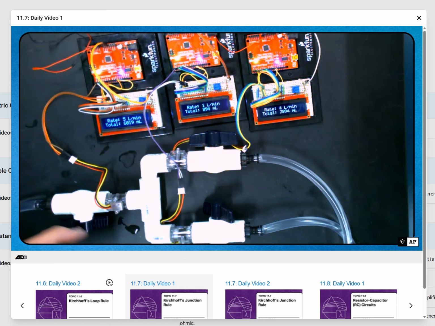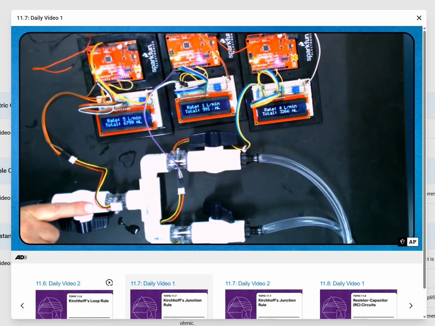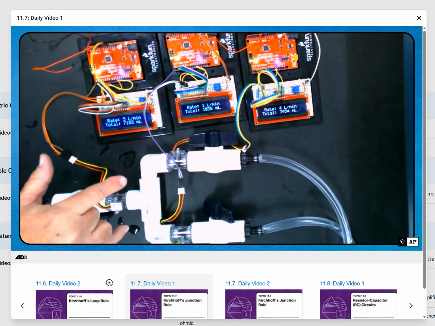He didn't say it about water, but he said it about current, about electric current, specifically about electrons. He says that the electrons that go into an intersection are equal to the electrons that come out of the intersection, or actually he said it using current.